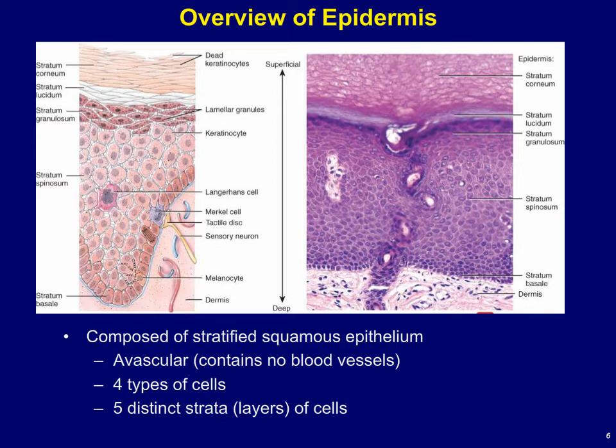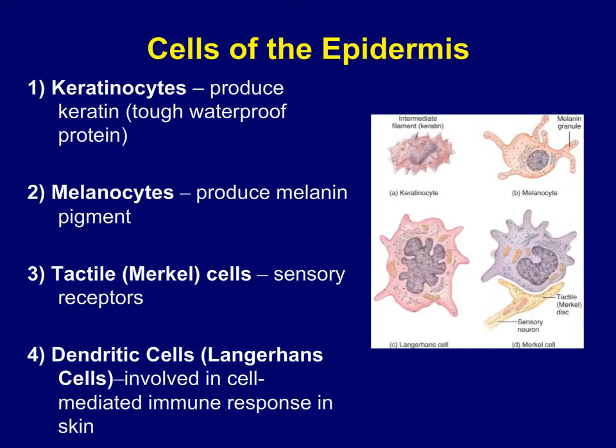Now, there's four different types of cells that we're going to talk about in the next slide, and potentially four or five different strata or layers to the epidermis. So first, we're going to take a look at the cells that comprise the epidermis. The most abundant cell is something called a keratinocyte.